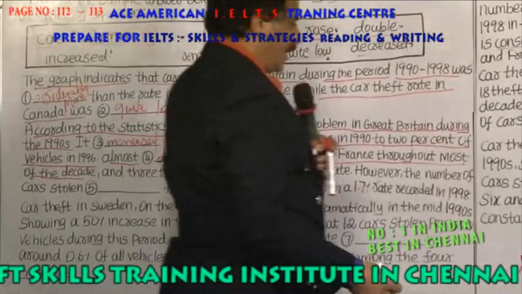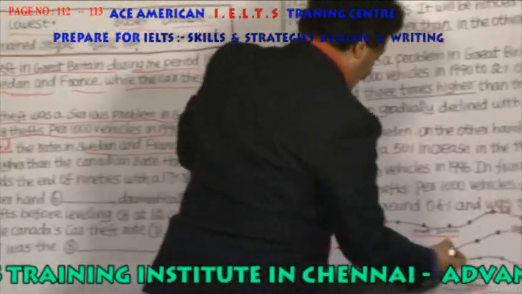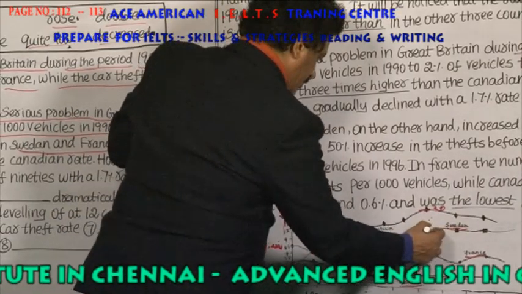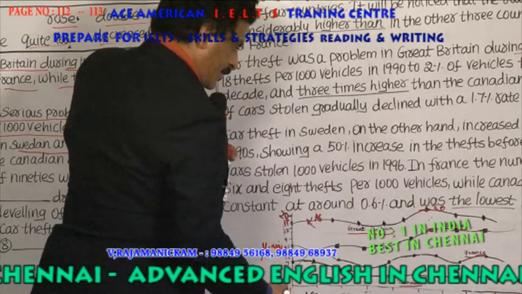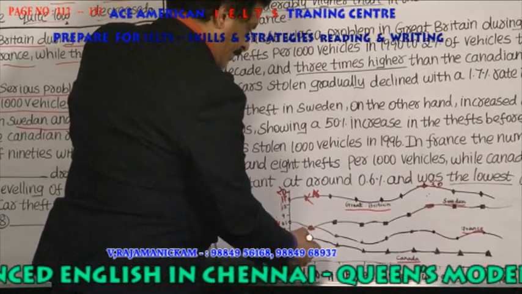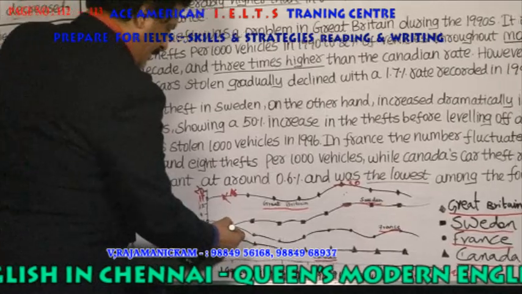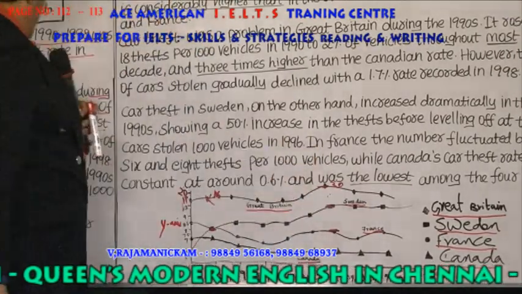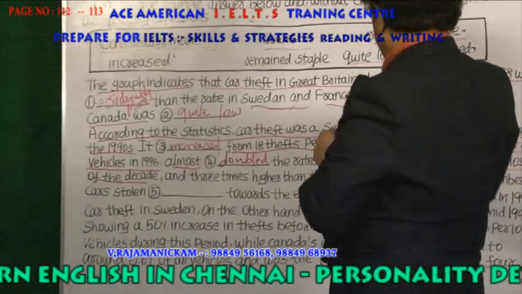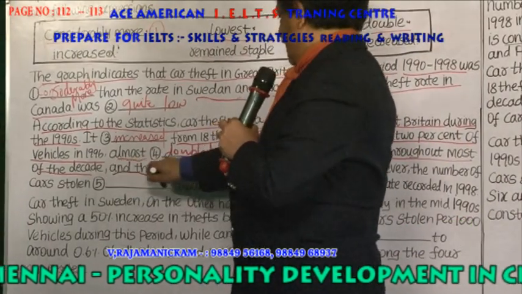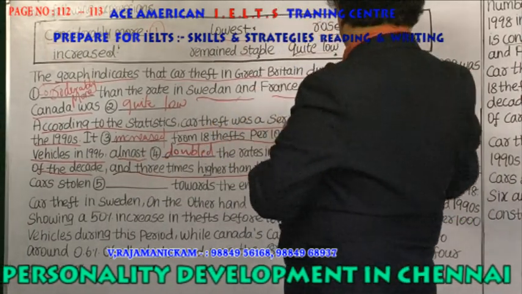The rates in Sweden and France. In Sweden, here Sweden, 1996 is gone here. Sweden, okay. France, okay, here France, same thing. So it almost doubled. So you have to use the word doubled. The rates in Sweden and France throughout most of the decade, and 3 times higher than the Canadian rate.